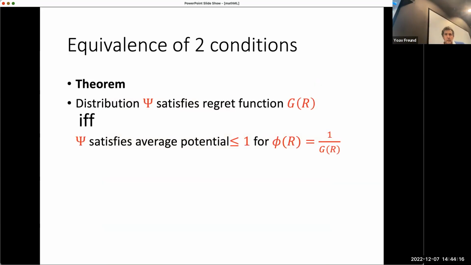So there's a theorem that says the distribution satisfies regret function g(r) if and only if it satisfies the average potential smaller or equal to 1 for the potential equal to 1 over g(r). It's one to one. So basically, in a way, it says even algorithms that don't use potentials, in some sense, can be stated as ones that use potentials, right? Because it's just one to one relative to this pretty strong condition that you want uniformly for all epsilon or for all r. Okay, question about this? Okay.